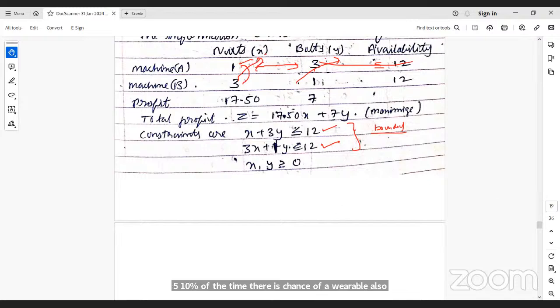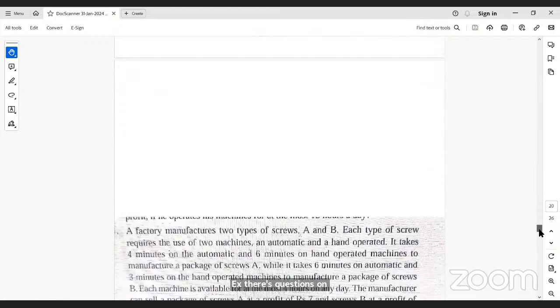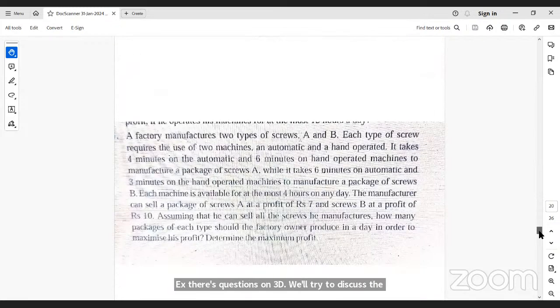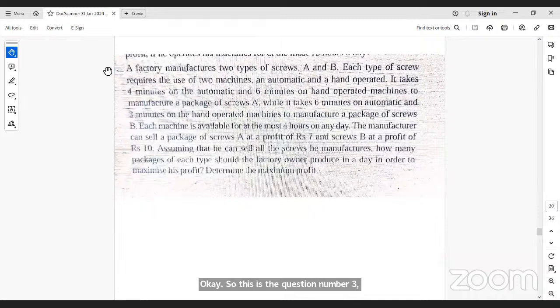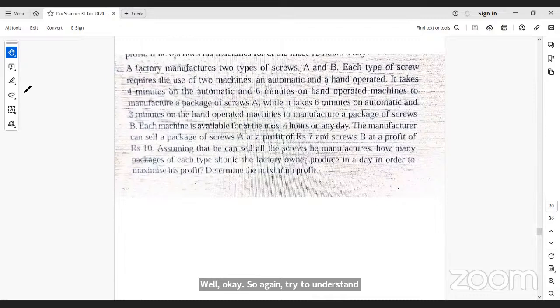Next, we will discuss one more question, and then start with the questions on 3D, where we'll discuss the theory of 3D. So this is question number 3. Here again, read the question and try to tell me what must be the value of x and what must be the value of y. Try to understand the value of x and the value of y.